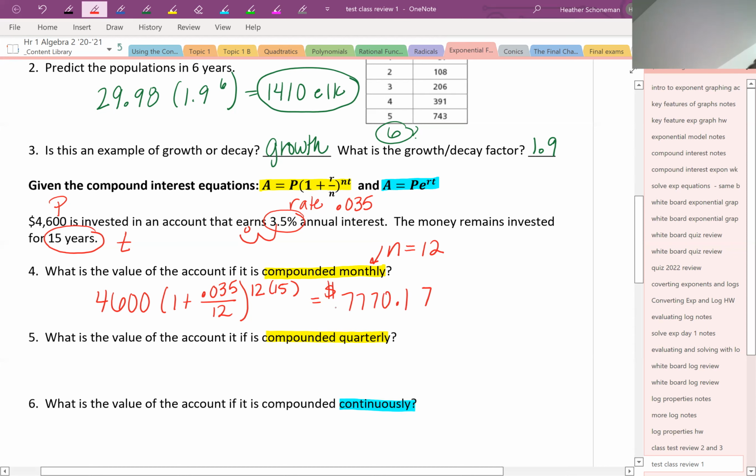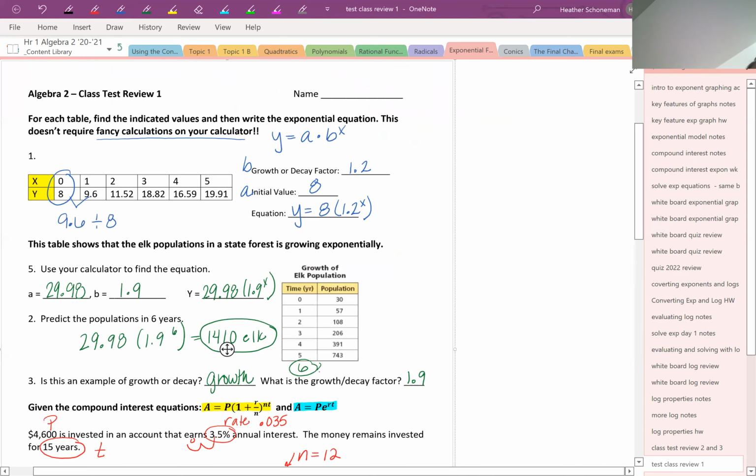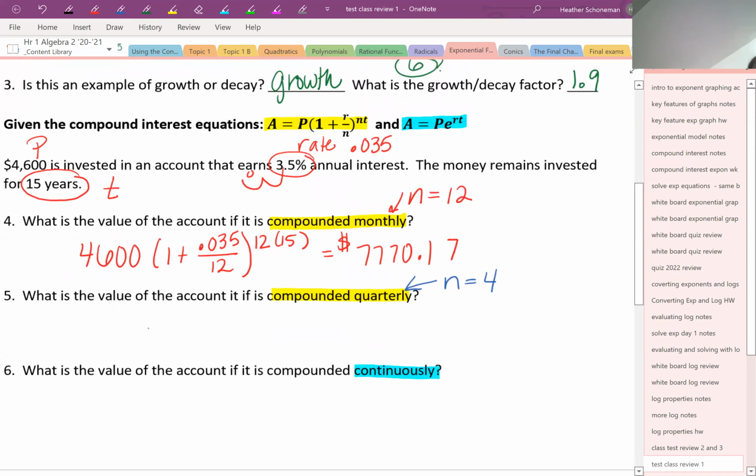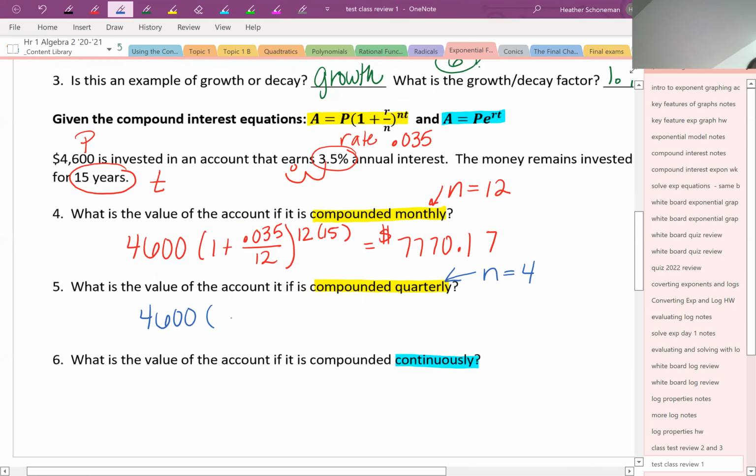Now, the next one, everything stays the same, except now it's compounded quarterly. And how often it compounds is your N. So now our N changes to quarterly, which would be 4 times. Everything else is still the same. So when I write my equation, it's going to be 4,600 times 1 plus 0.035 over, this time, N is now 4, to the 4 times 15.